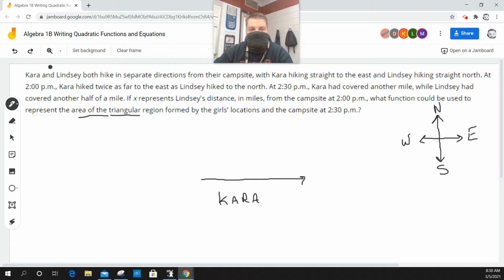Well, that's not exactly straight. We'll do our best. This is really kind of hard to do. All right. So that's Lindsay's path. And they start at 2 p.m. Kara hikes twice as far as Lindsay hiked to the north. At 2:30, Kara had covered another mile, while Lindsay only covered a half a mile. X represents Lindsay's distance. So we don't know how far Lindsay went, but she went X.